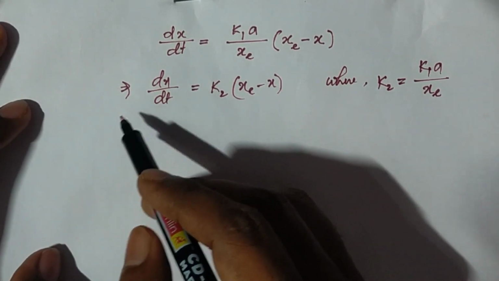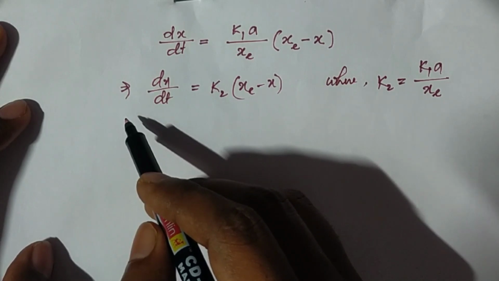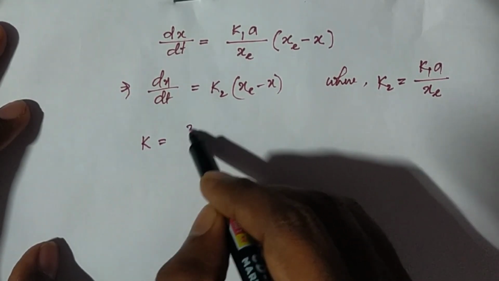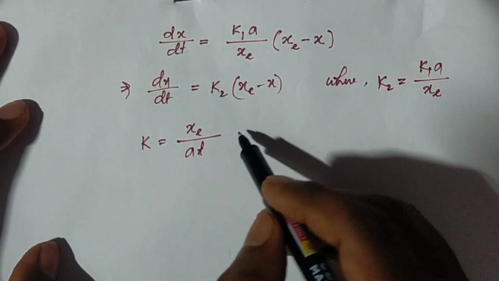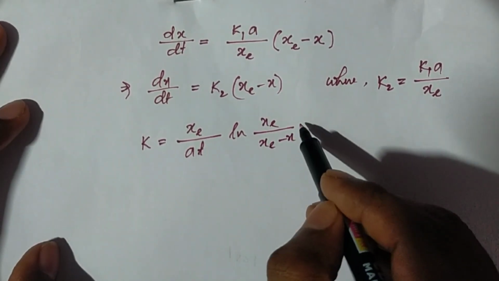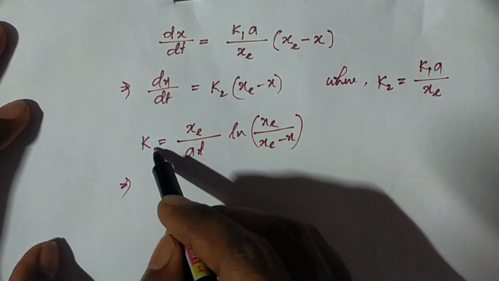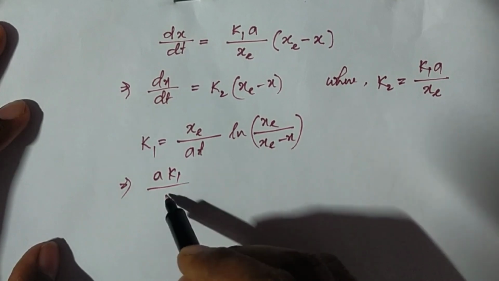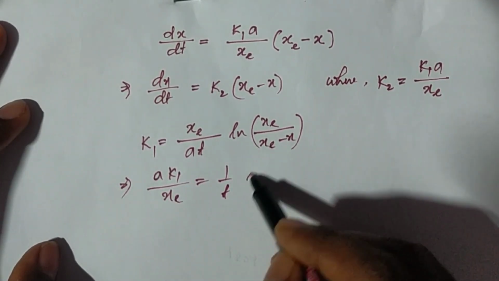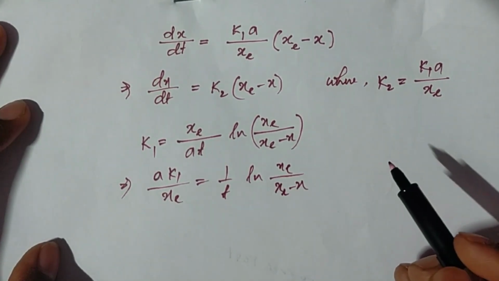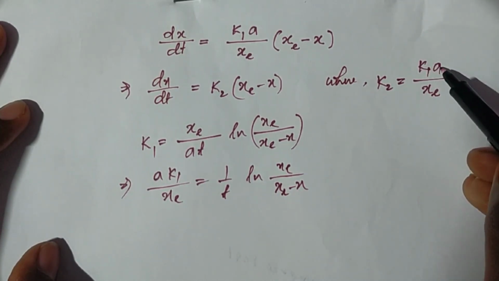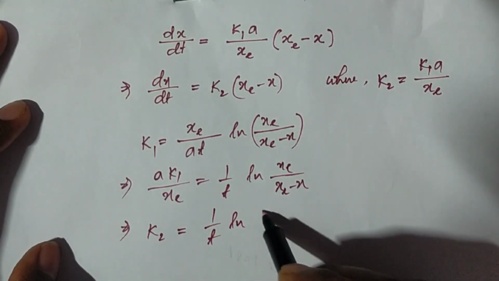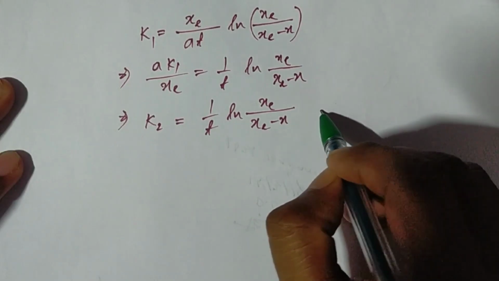And from the equation, as I have already discussed, the general equation for a simple reversible reaction is k equal to xe by a t, ln of xe by (xe minus x). So from this equation we can write a k1 by xe is equal to, here it will be only 1 by t, ln of xe by (xe minus x). As I have already written here, k1 a by xe is equal to k2. So I will write here k2 is equal to 1 by t, ln of xe by (xe minus x). Consider this as equation 1.